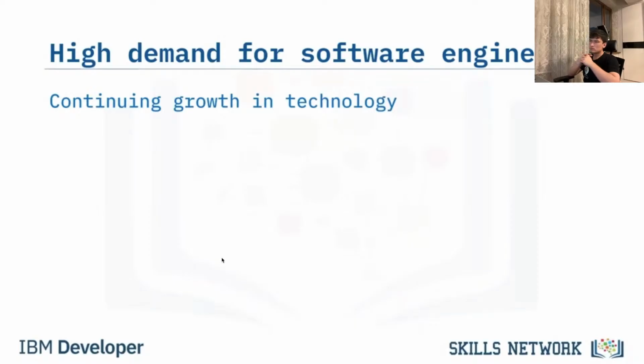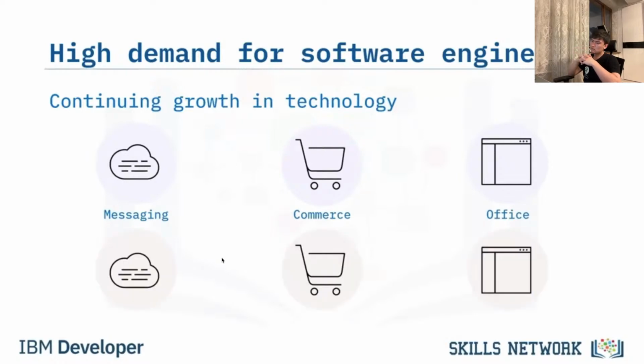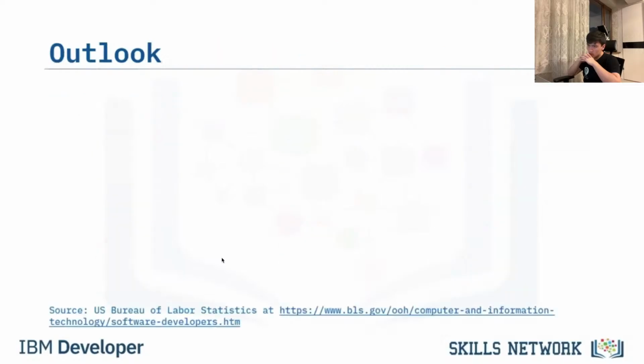All types of software programs, from messaging applications to commerce websites to office software, are available in different flavors from different vendors. Whenever one vendor releases a new version of their particular program, a competing company is likely to also update their program, requiring more software engineers to create the new releases, enhance functionality, and add new capabilities. So the outlook is bright for software engineers.